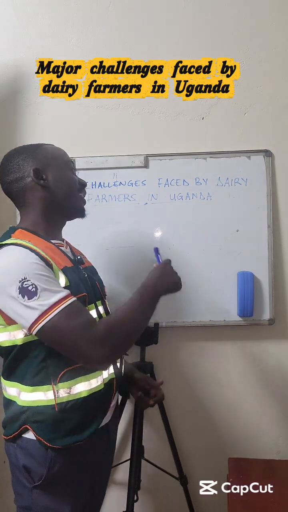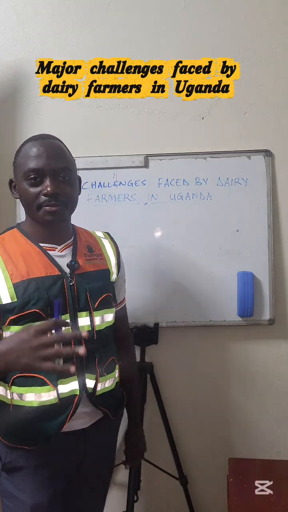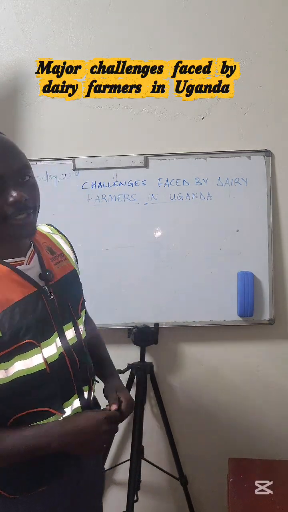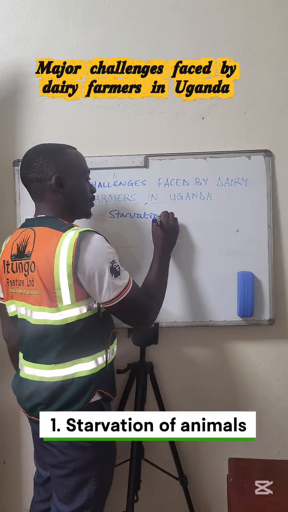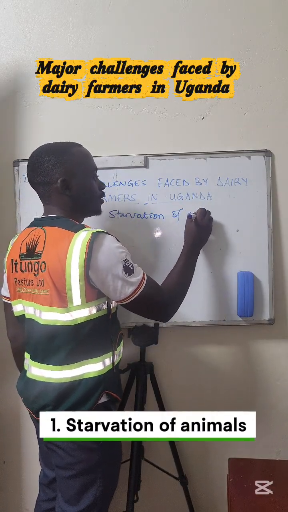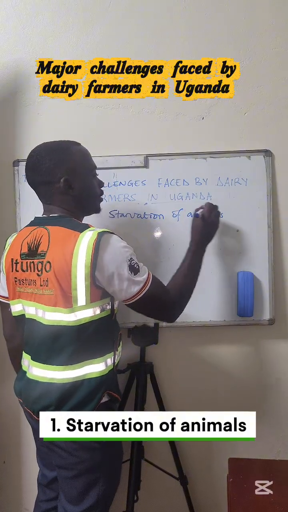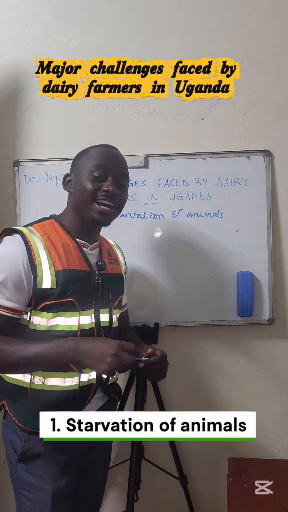Today, we are going to be looking at the common challenges faced by dairy farmers in Uganda. Let us start off with starvation of animals. Starvation in simple terms is hunger.